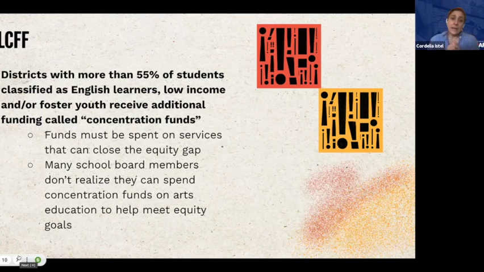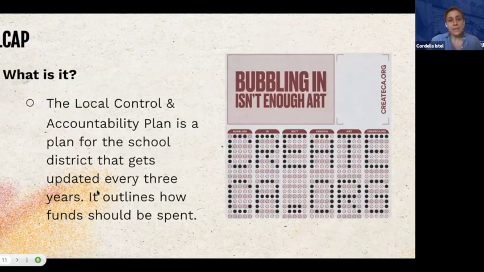And this funding can be spent on services that are really aimed at closing the equity gap specifically. There's a lot of flexibility in how this funding can be spent as long as the case is made convincingly by the district that this funding is directly going to closing this equity gap. And as this incredible slide notes, it's really important for us to be aware of this because many school board members, many decision makers at the district level, don't know that this funding can go towards arts instruction, arts staff, and arts programs. And we know that the arts are a key, critical part of closing equity gaps. And so it's just about us as advocates making sure that this is understood as a really important tool within any district that can be leveraged.